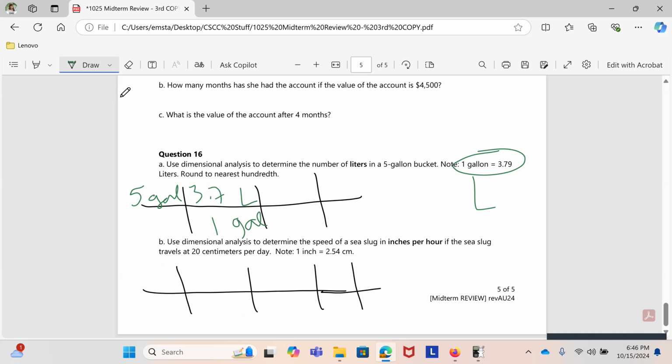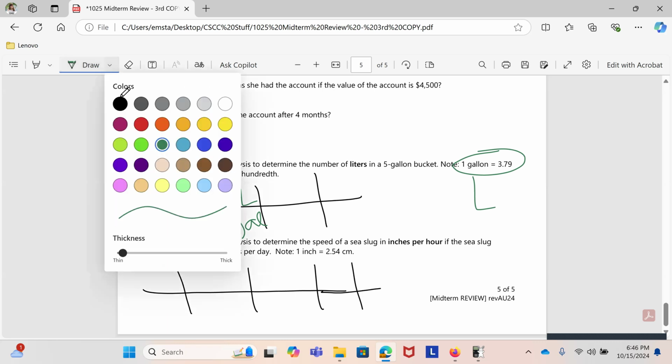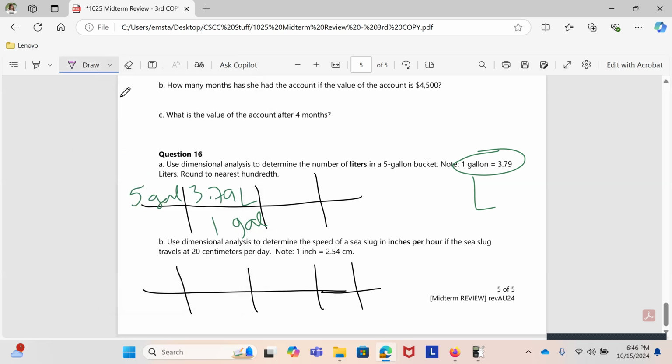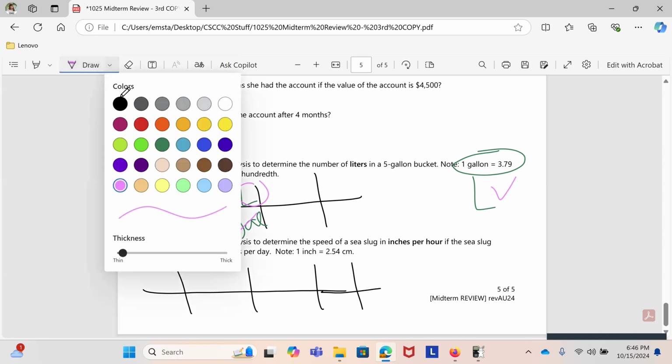I don't have to memorize any of that. The thing I need to know is time. And if I cross off gallons, I'm left with liters. Aha! Give myself a pat on the back because I'm almost done.